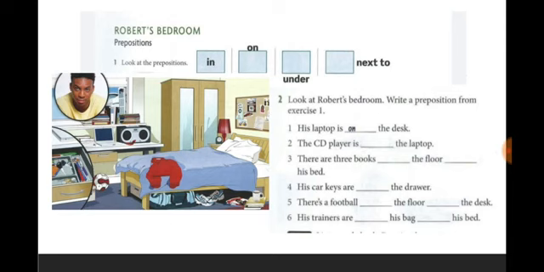Exercise 2. Look at Robert's bedroom. Write a preposition from exercise 1. So now let us have a look at Robert's bedroom. I hope that your rooms are not like that of Robert's. Number 1. His laptop is on the desk. Number 2. The CD player is next to the laptop.